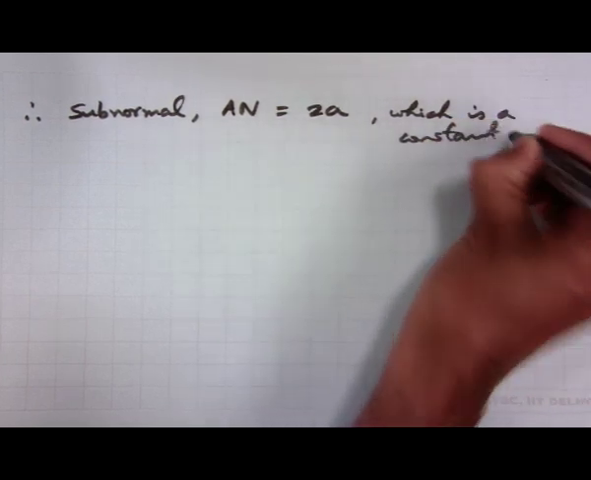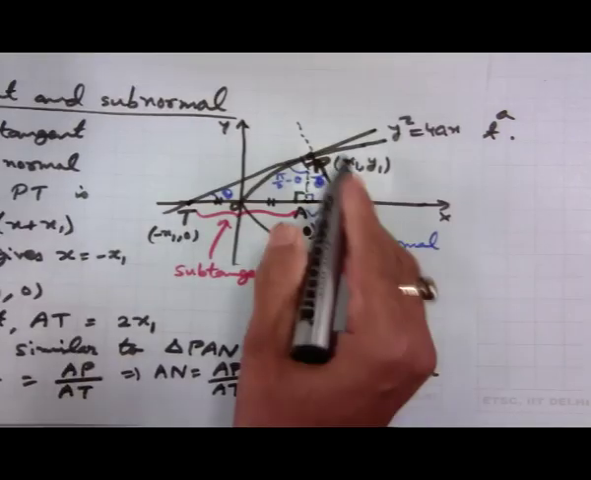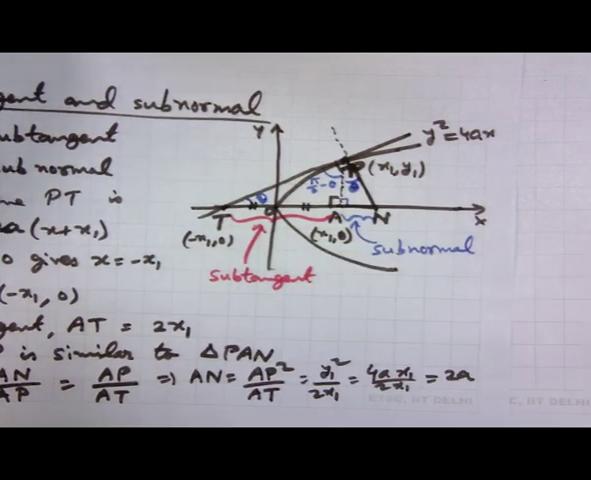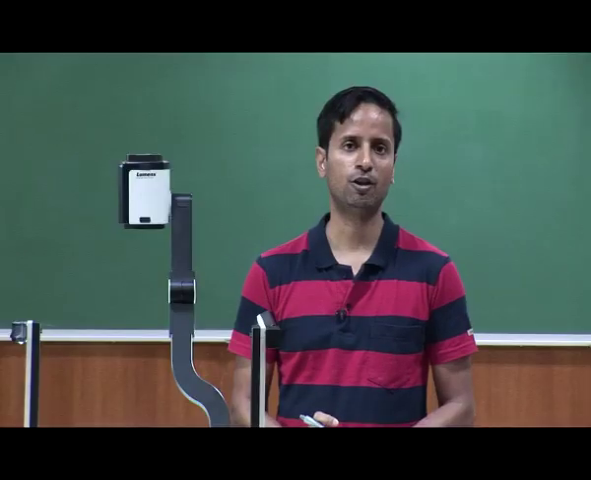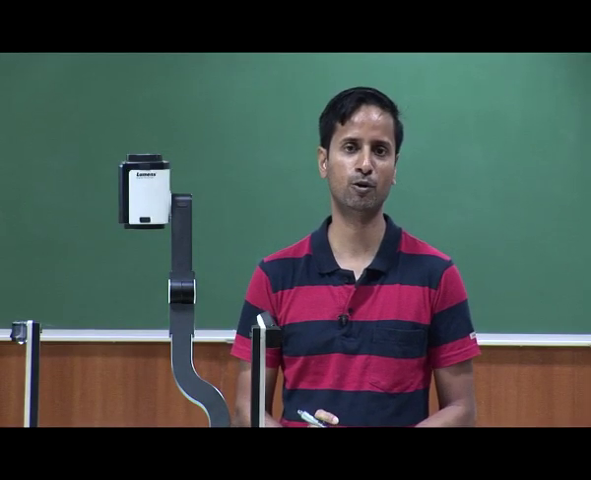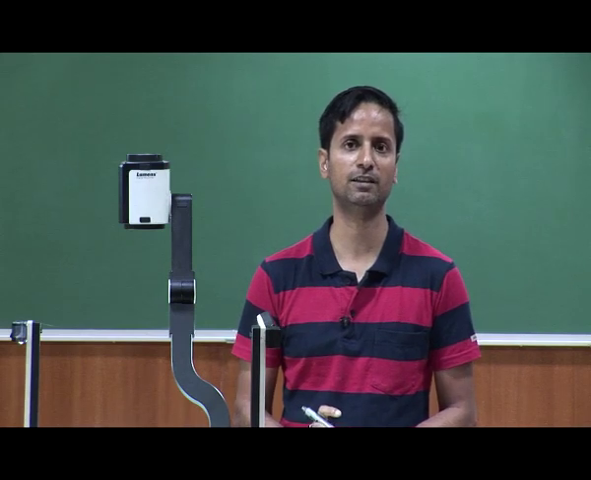So, subnormal does not depend on the point x 1 y 1, whereas subtangent depends on the x coordinate of the point x 1 y 1. So, we will stop here for this lecture. In the next lecture, we will do some more problems involving tangent, normal, etc. Thank you.